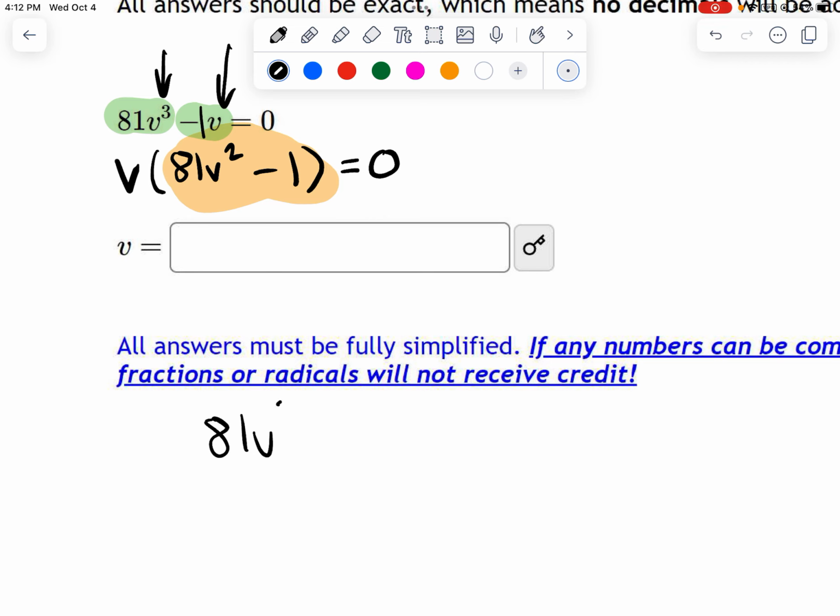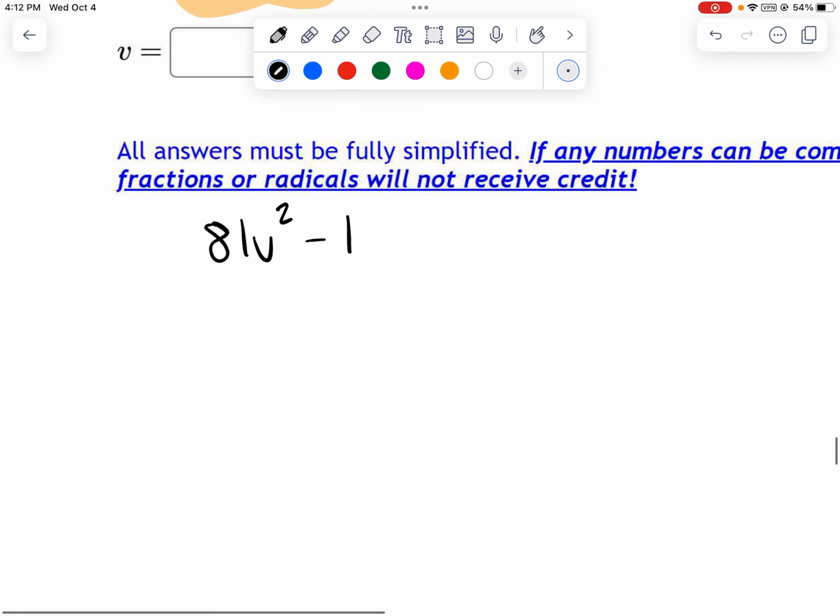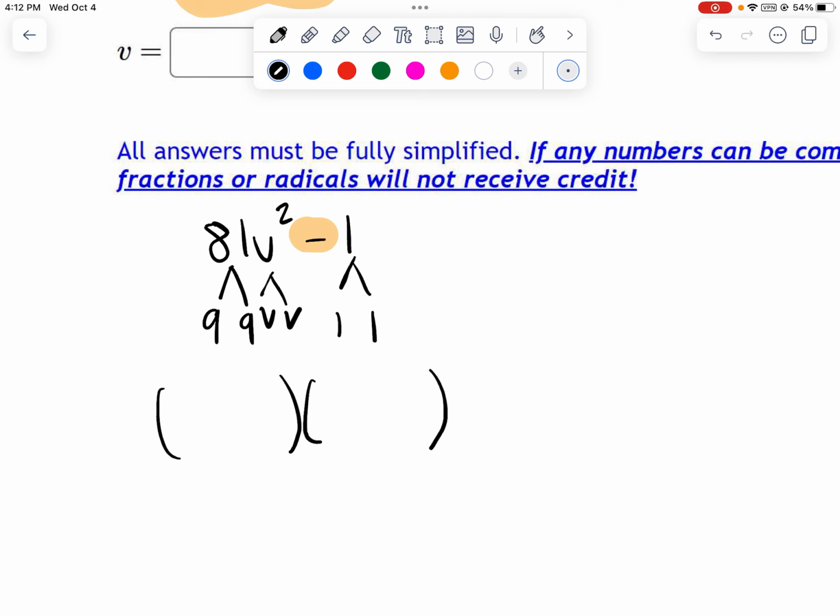There's two ways you can go about it. So 81v squared minus 1. If you remember the shortcut for differences of squares, use it. If you recognize that 81 is a perfect square of 9, 1 is a perfect square of itself, v squared is a perfect square of v, and there's subtraction in the middle, that's everything you need for the shortcut. We know factoring ends up with those two parentheses. We take one of our 9s, we share one each. We take one of our v's, we share one each. We take one of the 1s, we share it each, plus minus. There's your difference of squares.